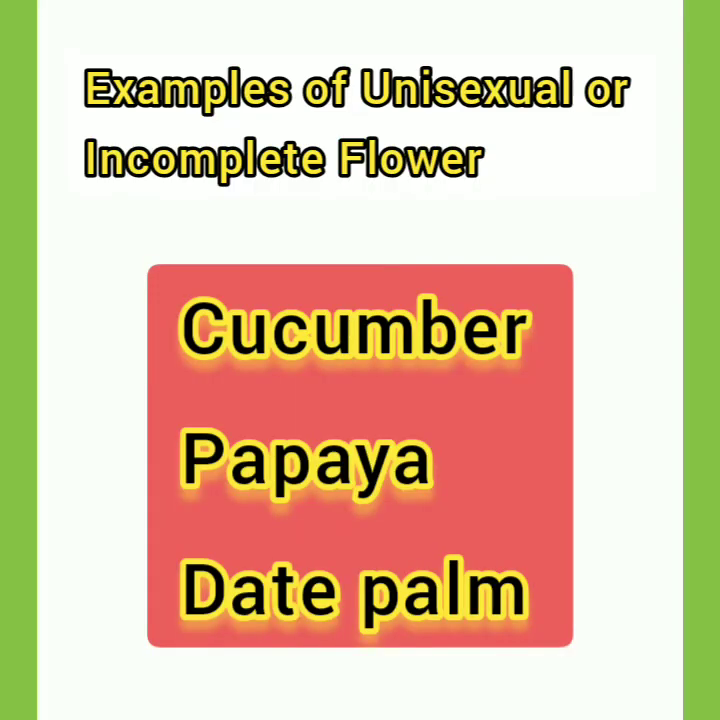So here are some examples of unisexual or incomplete flowers. They are cucumber, papaya and date palm.